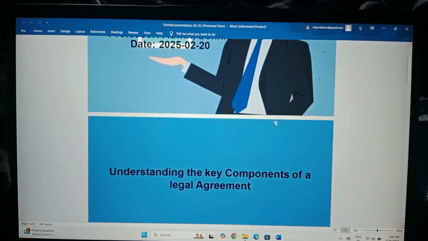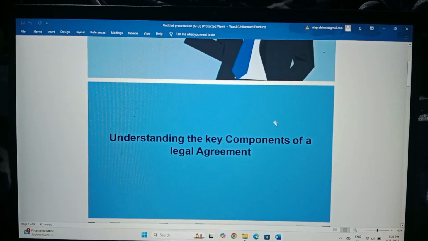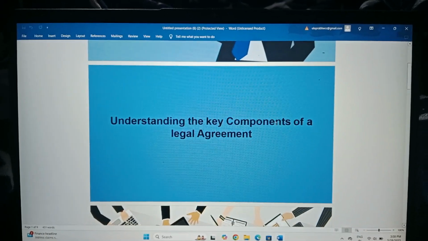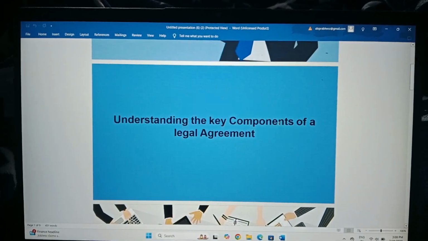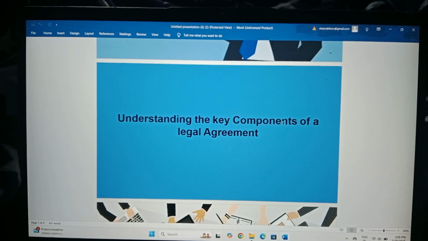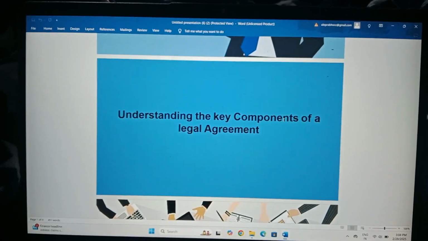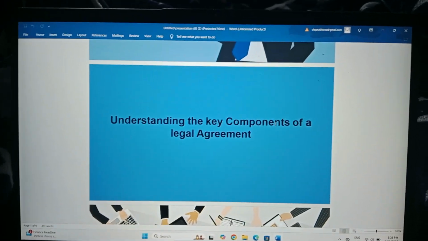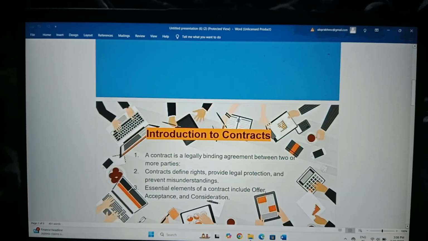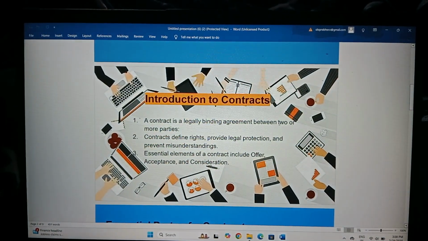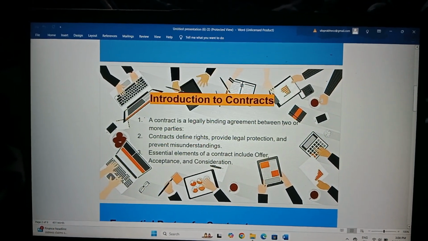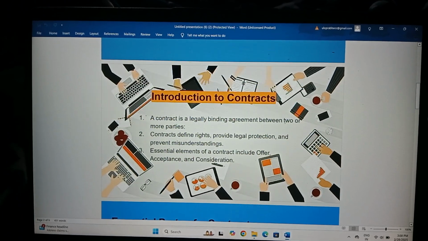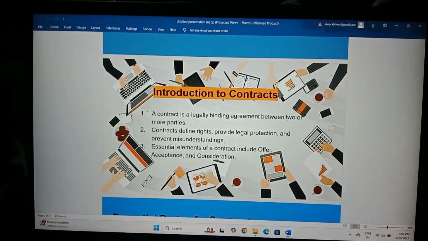So the next slide is about its topic. Today, I'm going to talk about understanding the key components of a legal agreement, which is the main topic of this presentation. So, on the next slide, we all can see the introduction to contracts.